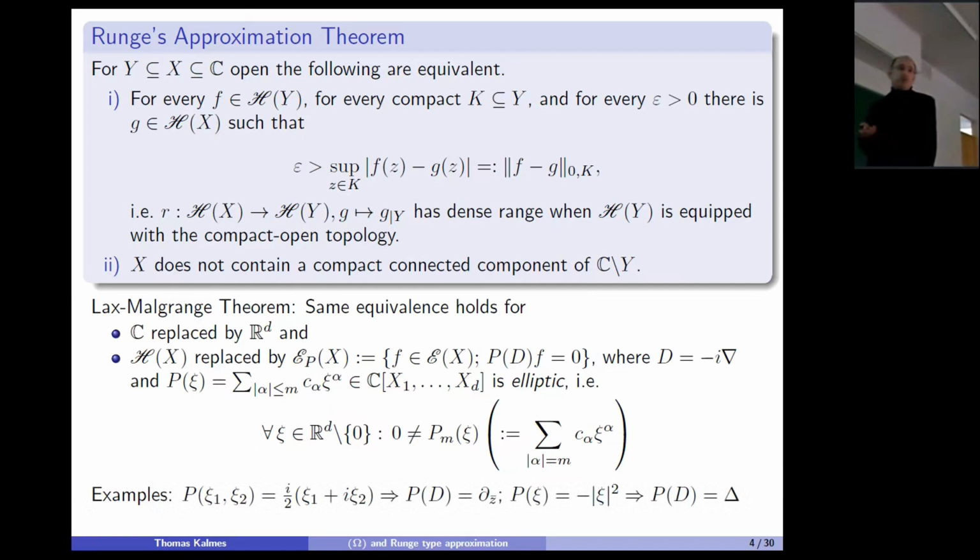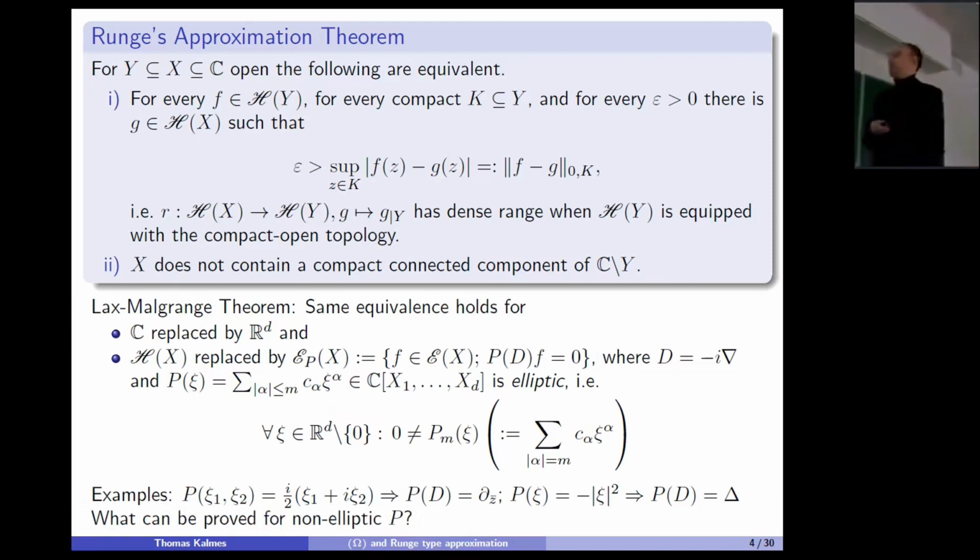Examples of elliptic partial differential operators are the Cauchy-Riemann operator, then we obtain as kernel the holomorphic functions. So this is a generalization of this Runge approximation theorem. Or for example, the Laplacian, and then we deal with harmonic functions. Okay, and we would like to know what kind of approximation theorem in this spirit can be proved if the polynomial P is not elliptic. So if there is a zero of the principal part which is different from the origin.